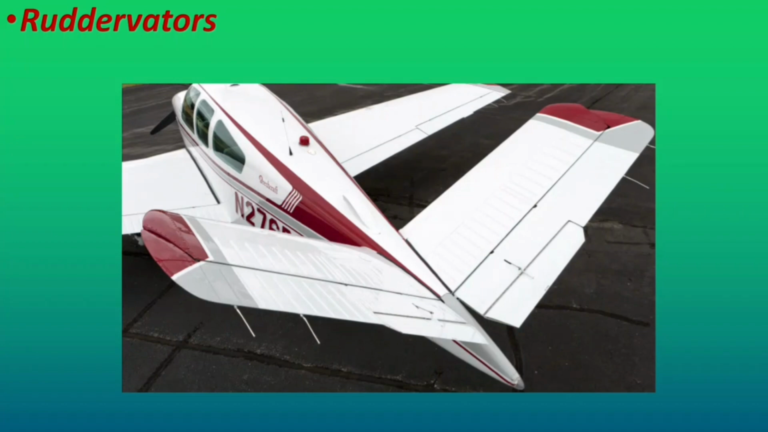Yaw, moving the nose to the left, is produced on an upright V-tail by moving the rudder pedal left, which deflects the left hand ruddervator down and left and the right hand ruddervator up and left. The opposite produces the yaw to the right.